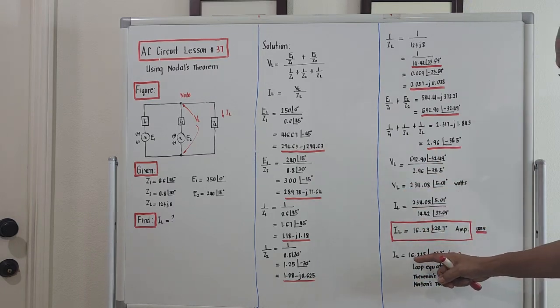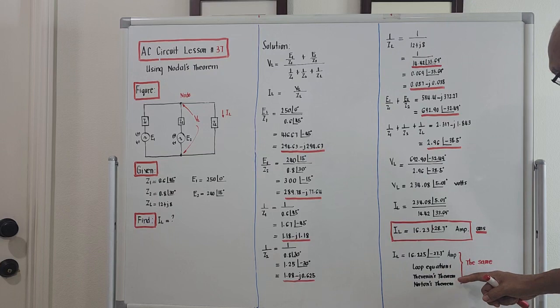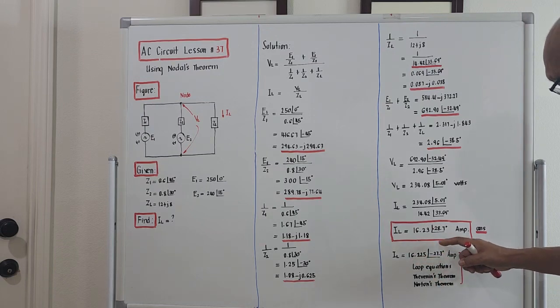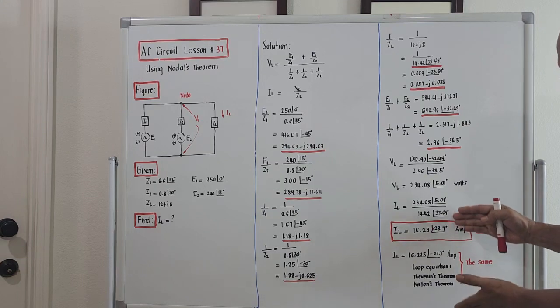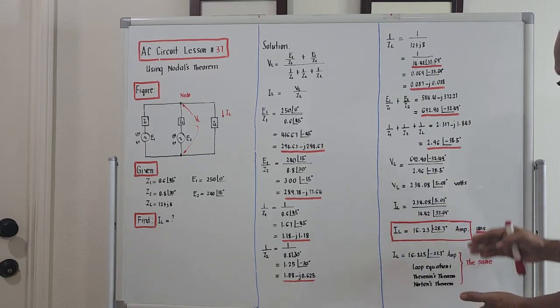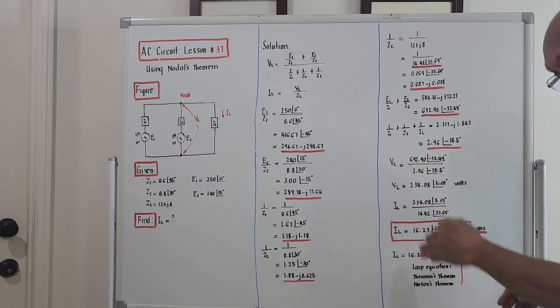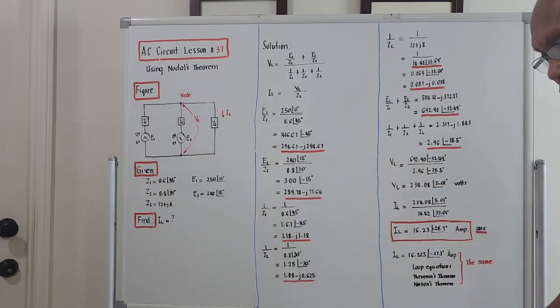The first solution by using loop equation, Thevenin's theorem, Norton's theorem, the current is 16.225 angle negative 27.7 degree amperes. So they are all similar for the four solutions now, because this will be the fourth solution. Okay, let's try to bring out the solution.